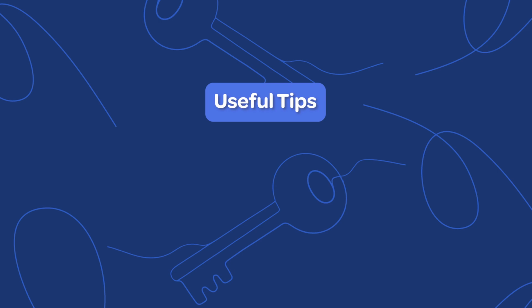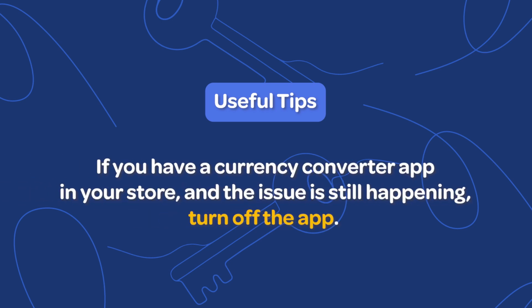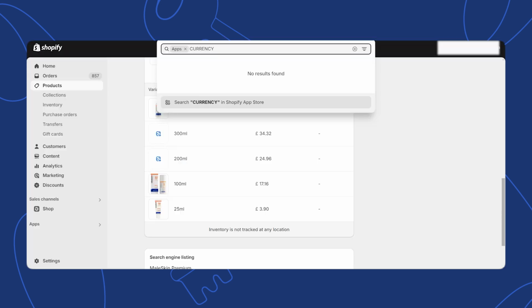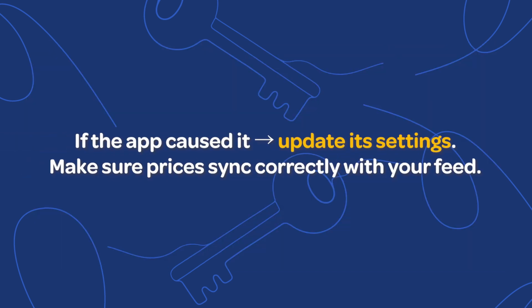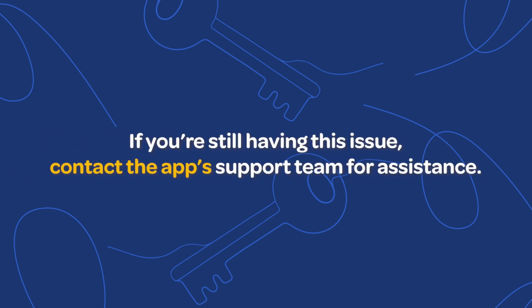Here are a couple of useful tips. If you have a currency converter app in your store and the issue is still happening, turn off the app. See if it solves the problem. Give Google 24 to 48 hours to update your feed. If the price error goes away, the app was likely causing the issue. If the error doesn't go away, you can turn the app back on. When the app is the problem, adjust its settings to ensure it syncs prices correctly with your product feed. However, if you're still having this issue, contact the app's support team for assistance.